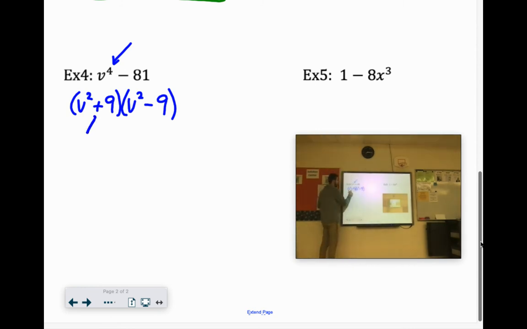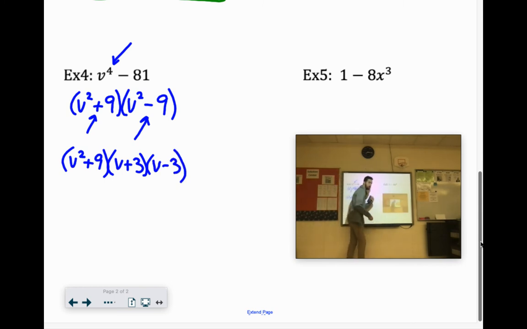Now this is the sum, so we can't do anything there. But this is a difference of squares, so we'll rewrite the v squared plus 9 because we can't factor that anymore. But v squared minus 9 would be v plus 3 and v minus 3.